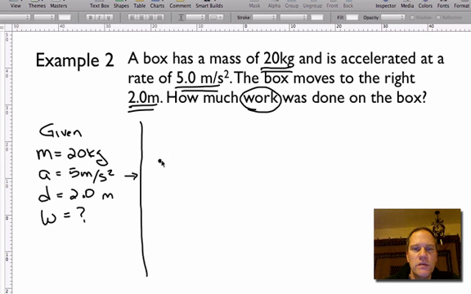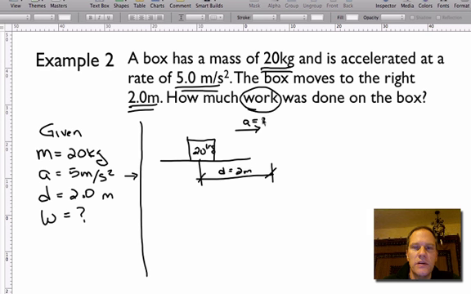So if we do our quick little picture, again, here's our box. This has a mass of 20 kilograms, and it's accelerating to the right, and it moves a distance of 2 meters. And let's go ahead and put this acceleration up over here. We have 5 meters per second squared.